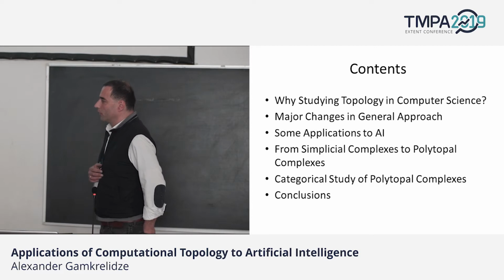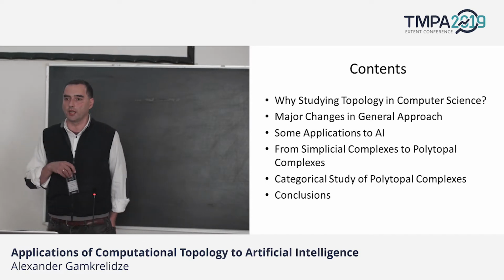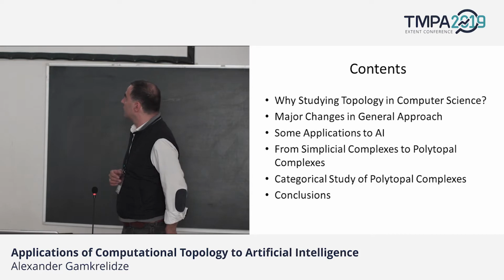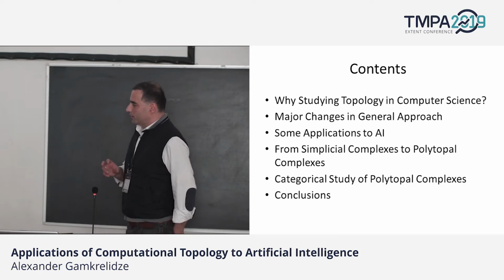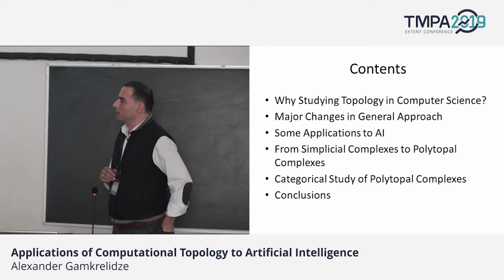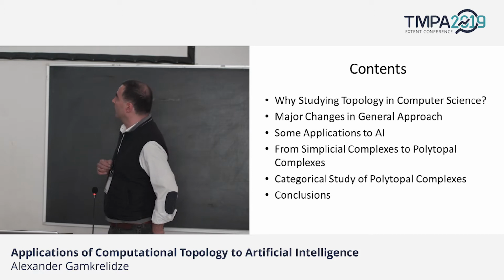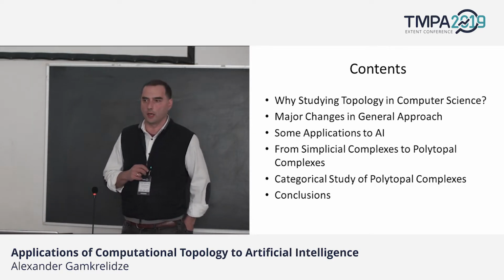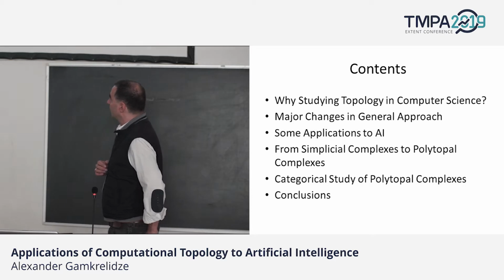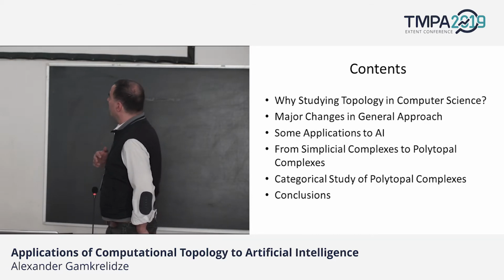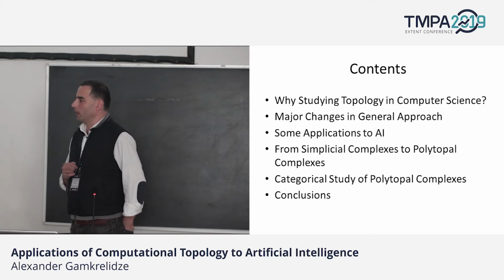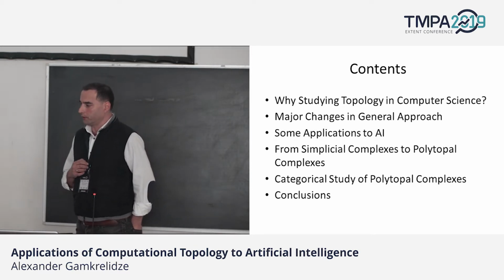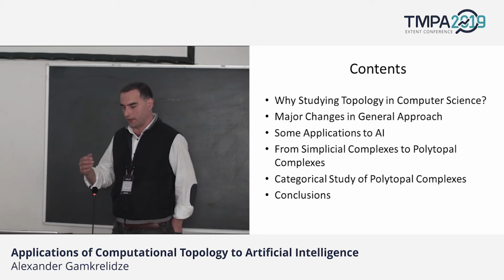Then I want to give some examples of applications, or some ideas of how we can apply such things to artificial intelligence, and then talk about some technical aspects, because the modern ideas applied to artificial intelligence are based on so-called simplicial complexes. The extension of simplicial complexes are polytope complexes. And what is the categorical study of polytope complexes? And at last, I want to give some conclusions: what has been done and how we can go further with our work.